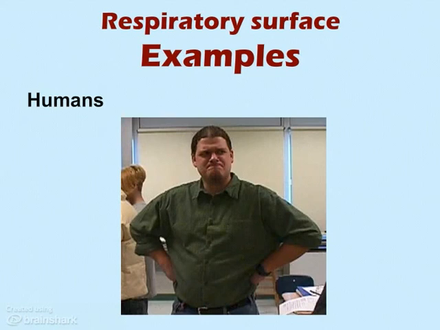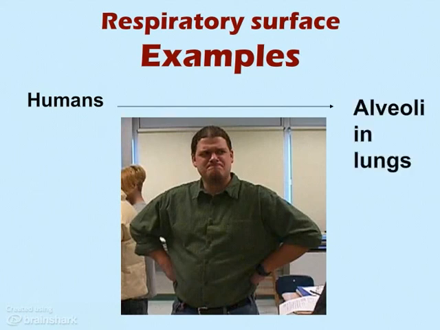And humans, their respiratory surface is going to be, once again, within their lungs, tiny air sacs within the lungs called alveoli. And this kind of leads us into the next section, where we're going to start to take a look at some of the parts of the human respiratory system.